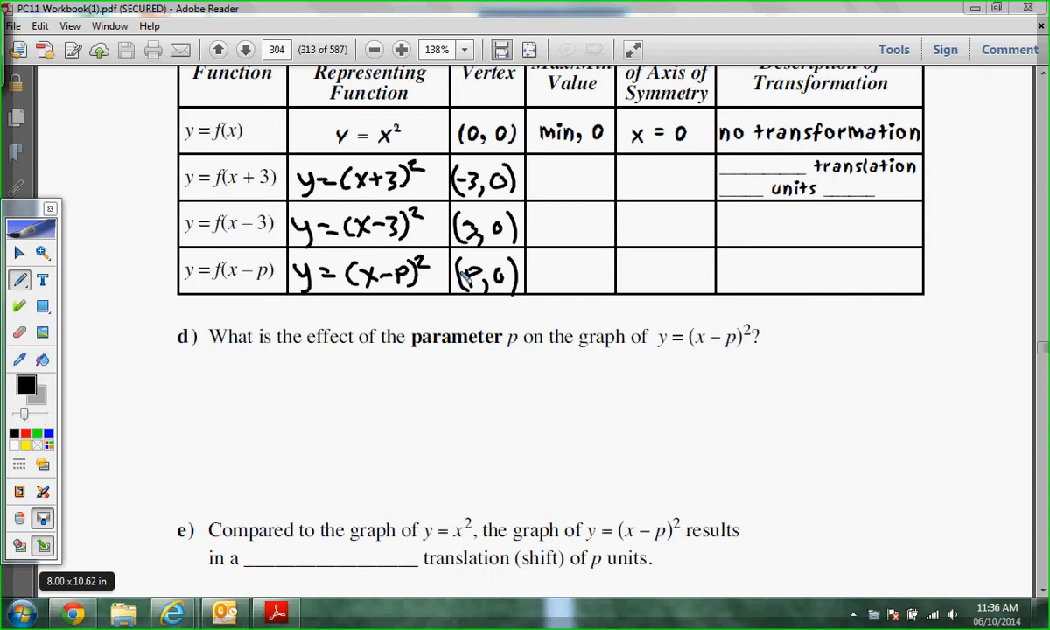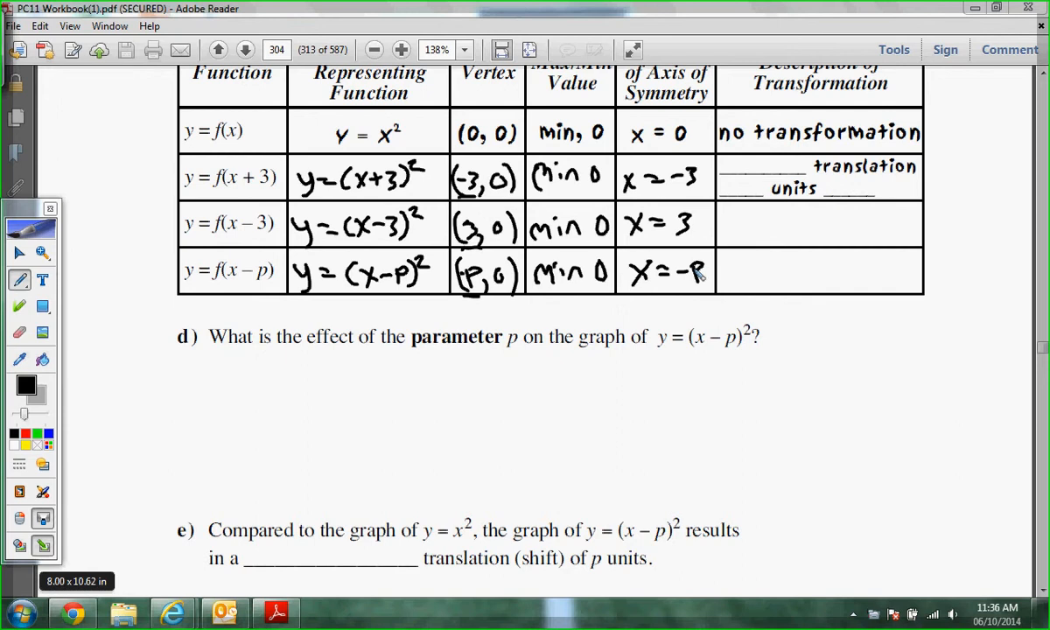Okay, very good. All right, so then we have min is 0. So the min's going to be 0 for all of them because we didn't move up and down at all. But we did move left to right, so now our axis of symmetry does change. If you go back up to those pictures, in this case, your axis of symmetry is always going to be your x value. So x equals negative 3 for that one, x equals 3 for this one, x equals opposite of p.